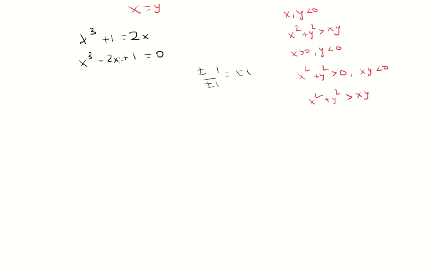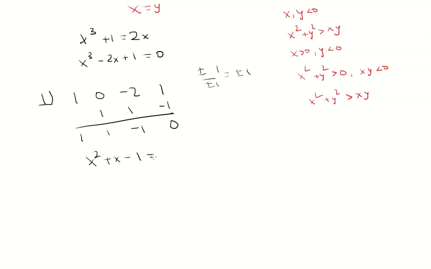So I plug in 1 and I get 0, so I know 1 is going to work. So I'm going to use synthetic division. For x cubed the coefficient is 1, x squared is 0, x is negative 2, and then we have a constant 1. We bring down 1, multiplied by 1 is 1, add to 0 is 1, multiplied by 1 is 1 again, add is negative 1, times 1 is negative 1, and then the remainder is 0, as we expected. And so this is x squared plus x minus 1.